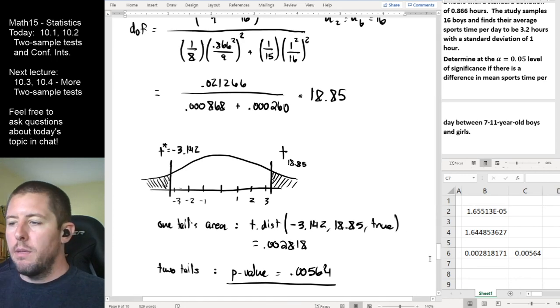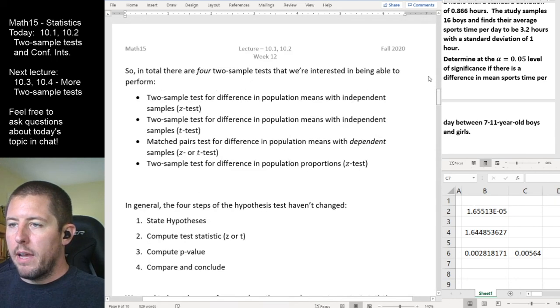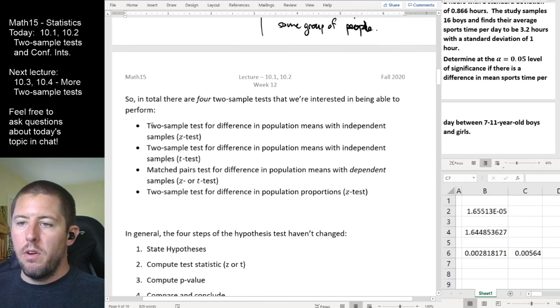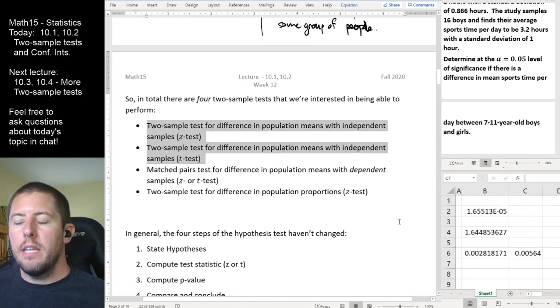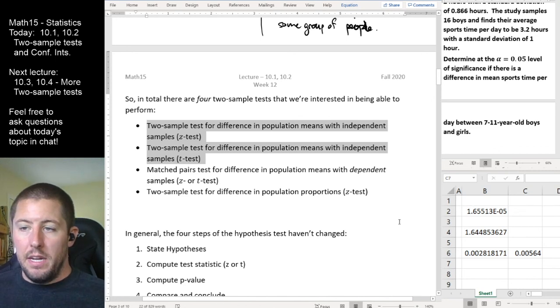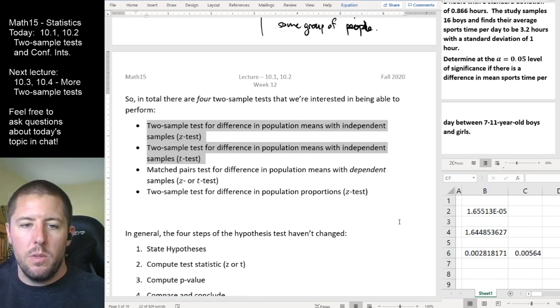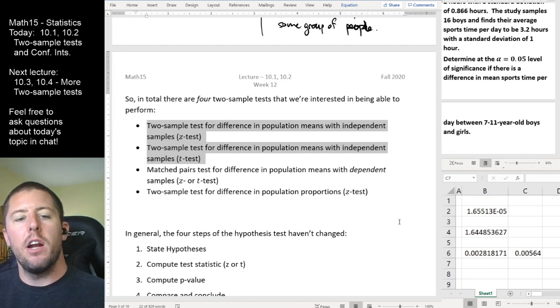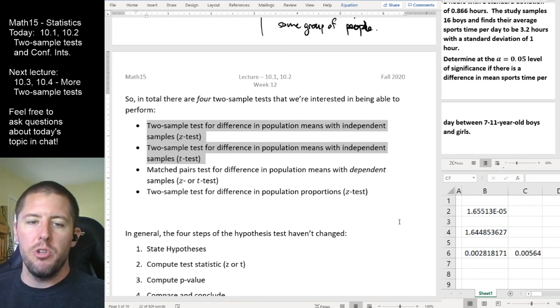What we're going to see in tomorrow's video, I'm going to scroll back up here. Now, today we did these two scenarios. Tests for differences in population means with independent samples. In one case, we had a large enough sample that we could justify using the z distribution. In our second example, we had such a small sample size that we went with the t distribution instead, a little bit more appropriate when we have less information.